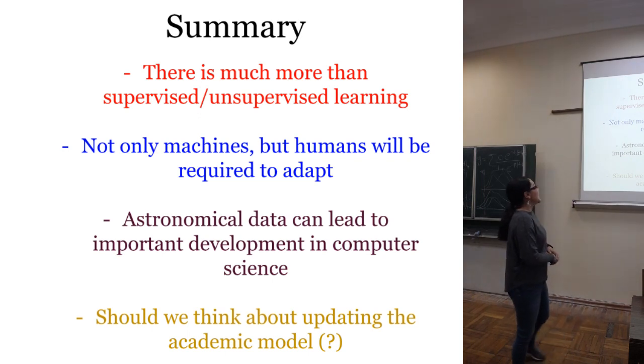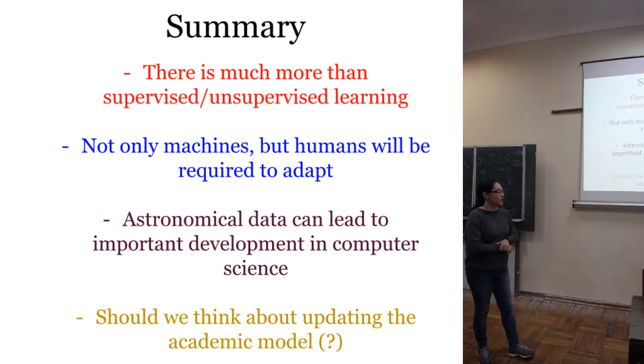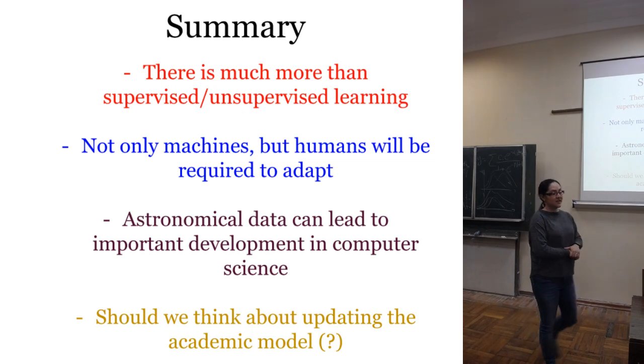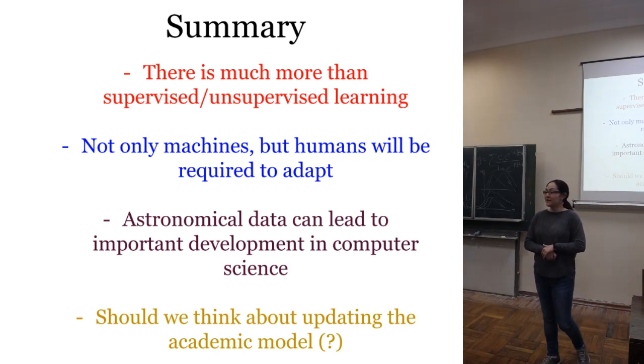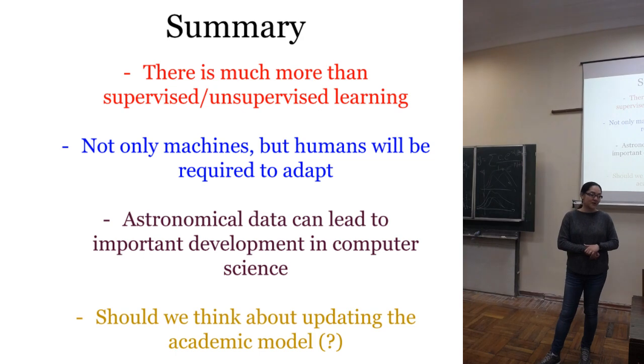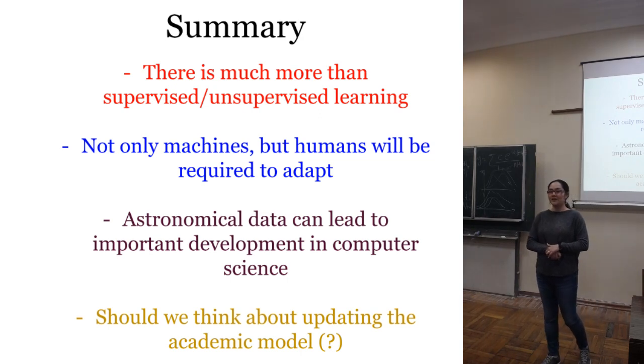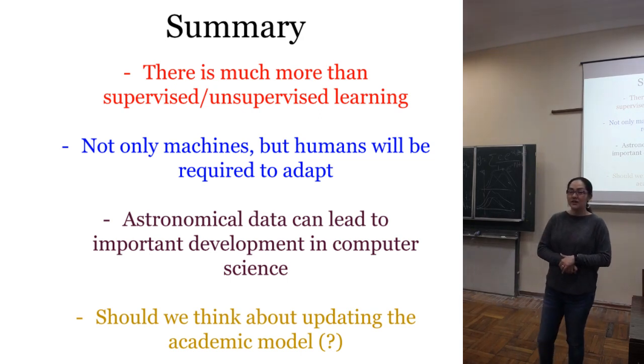So my time is up. The summary of what I want you to remember is just that there is much more than supervised and unsupervised learning. There's a whole bunch of things out there. Not only machines, but humans will also be required to adapt, and we have to think about that. And astronomical data can lead to very important developments in computer science, and this is something that I've been trying to push for a long time.